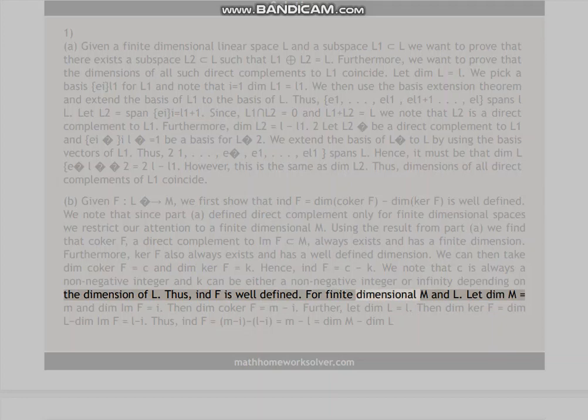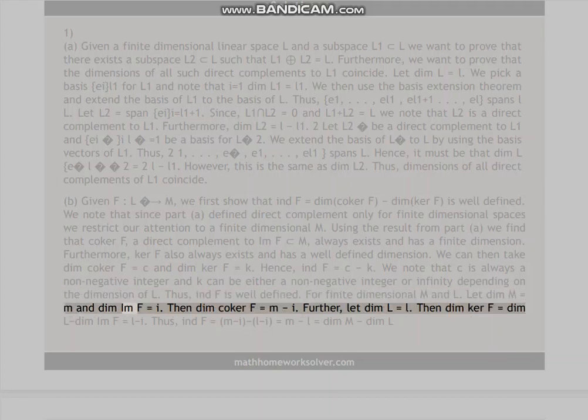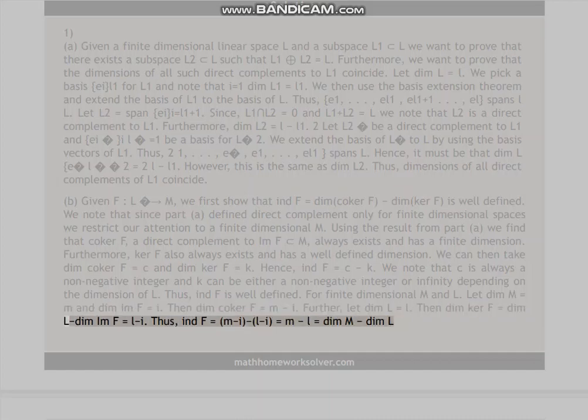For finite dimensional M and L, let dim M equals m and dim Im F equals i. Then dim Coker F equals m minus i. Further, let dim L equals l. Then dim Ker F equals dim L minus dim Im F equals l minus i. Thus, Ind F equals (m minus i) minus (l minus i) equals m minus l equals dim M minus dim L.